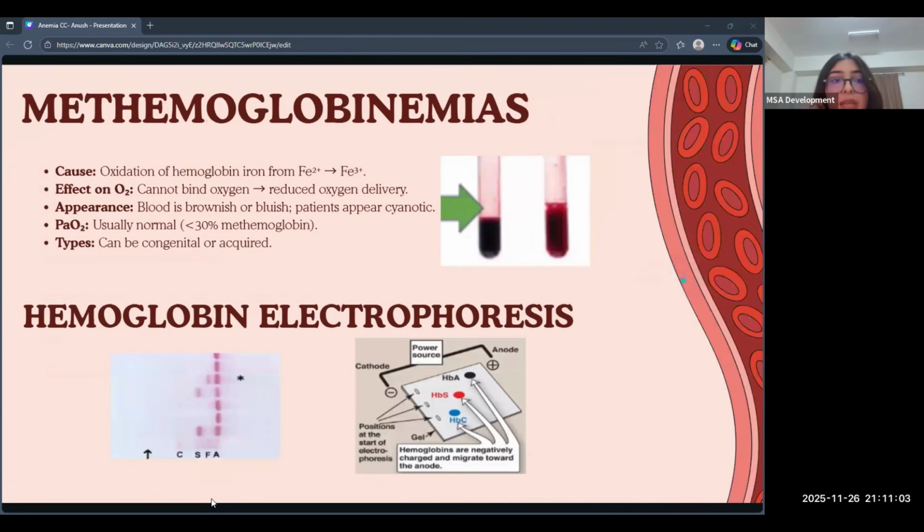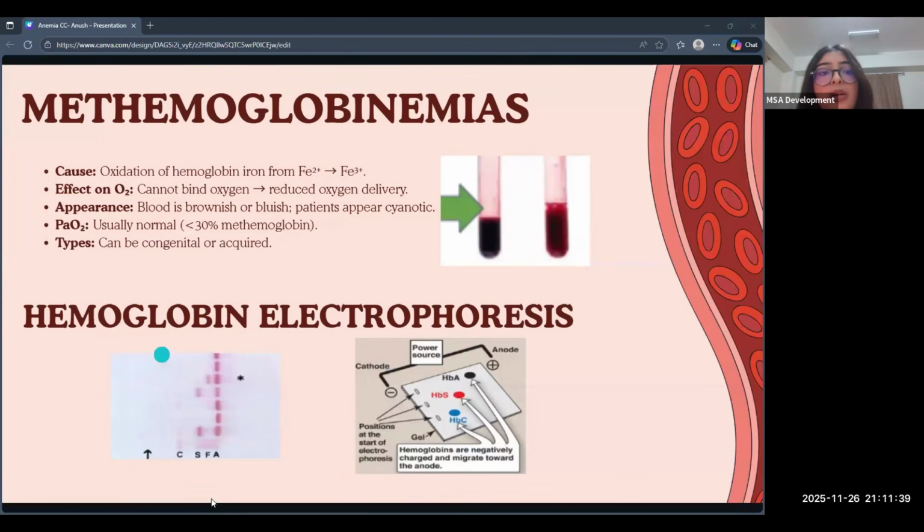Okay, now coming to methemoglobinemia. Now, what happens here is it's caused due to the oxidation of hemoglobin iron from Fe2+ to Fe3+, okay? Now, Fe3+ cannot bind oxygen, so there's reduced oxygen delivery, and it comes up as this blue, brown, purple kind of blood when you take a blood sample, and the patients appear cyanotic because they have reduced oxygen delivery. The PaO2 is usually normal, and this can be either congenital or acquired.